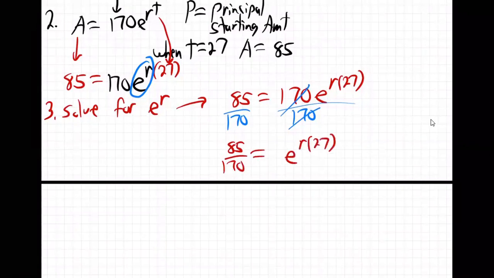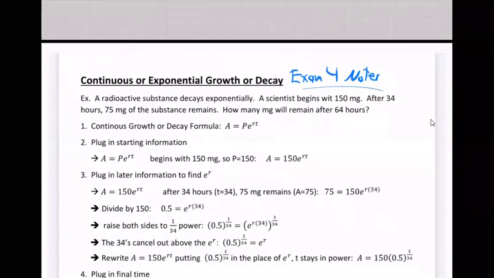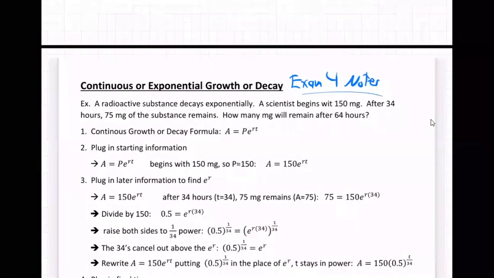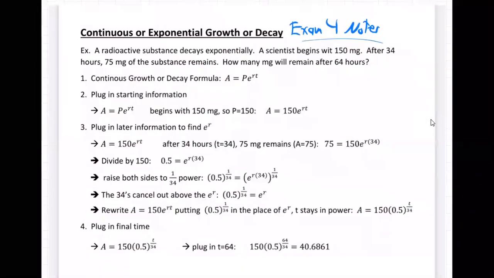Are we good so far? Now, how do I get rid of that 27 that's in the power? Well, look at what they did in the notes. What I did, I wrote the notes. To get rid of that 27, raise both sides to the 1 over 27 power, and then it cancels, and you get e to the r alone. See that? See how that worked?